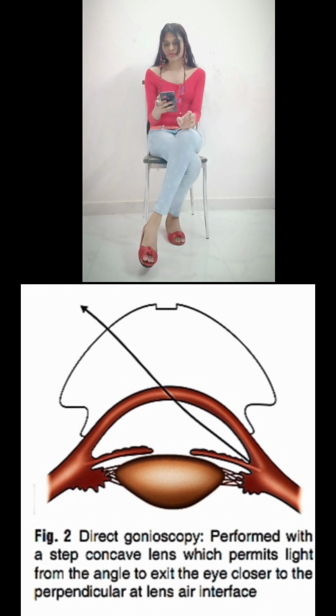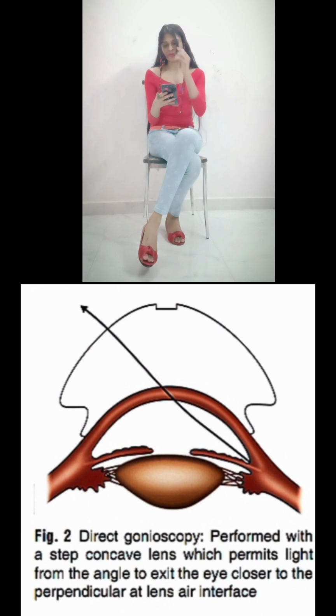So direct gonioscopy principle is that it reduces the angle of incidence than the critical angle. Here the critical angle is same, 46 degree. Everywhere in direct and indirect gonioscopy, there is no alteration in the critical angle. There is alteration in the angle of incidence here by using more curved anterior curvature of the contact lens. It is steeper, means more convex.